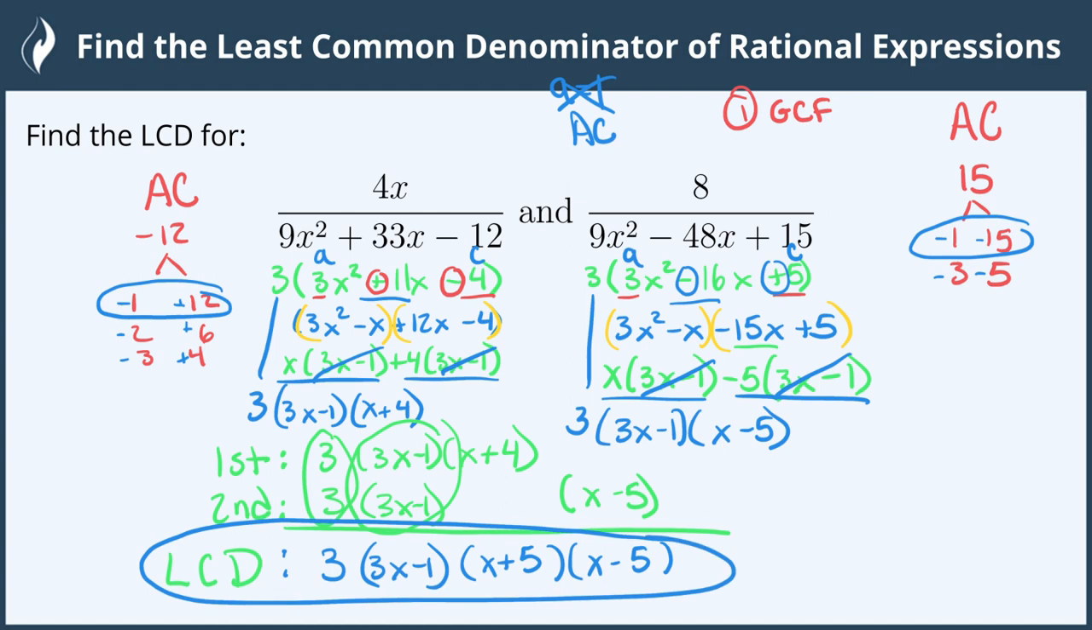If you've seen this process before looking for the greatest common factor, we only took the ones that were in common, but this one we want to include everything even though it's not in the other one, so that we get the lowest common denominator for everything included. So this is our LCD and we're all done.